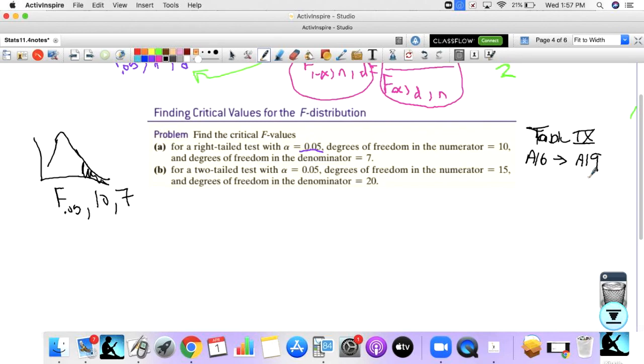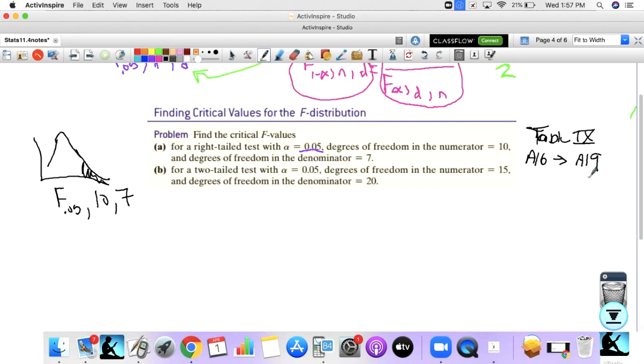Right in the back. So I'm finding my F distribution score. You can see at the top of all these tables on the next few pages, it says F distribution critical values. So we know we're doing our critical values. On the left-hand side, it says degrees of freedom in the denominator. Across the top, it says degrees of freedom in the numerator. And then it says area in the right tail. So we're doing a right-tailed test, which is good.